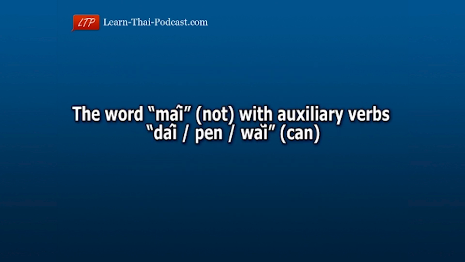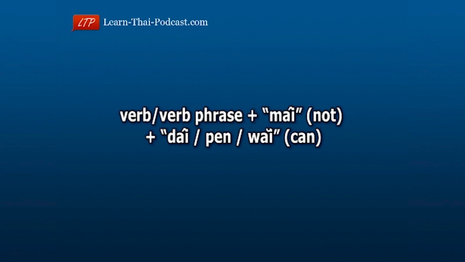Some more examples, this time with the auxiliary verb ได้ or เป็น or ไหว, which all mean can. The sentence structure changes to verb or verb phrase plus ไม่ plus ได้ or เป็น or ไหว, which all mean can.